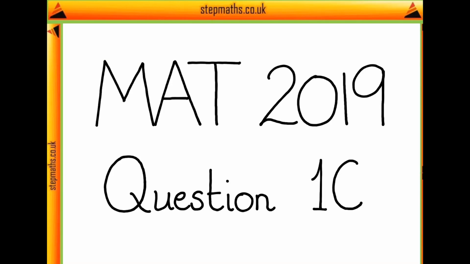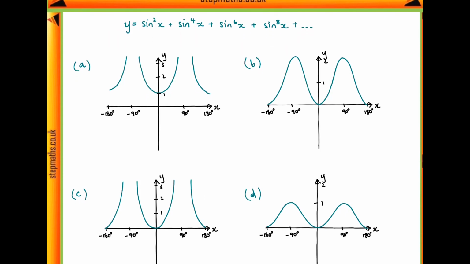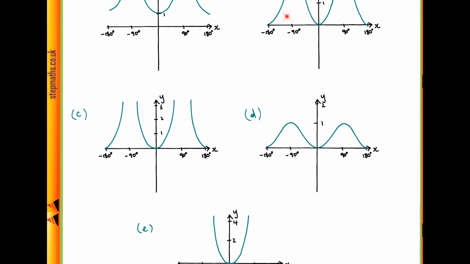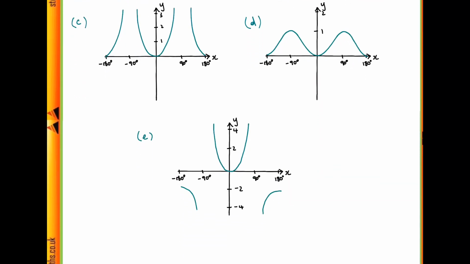Hello, in this video I'll go through question 1C on Map 2019. For this question we're given this equation and we want to know which of these five graphs represents this equation. First of all, there is only one graph in which y is negative in some places.